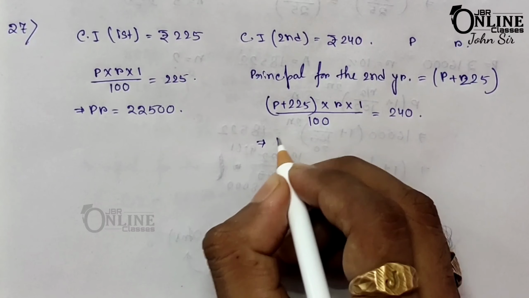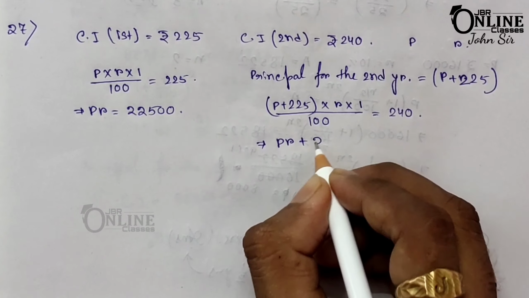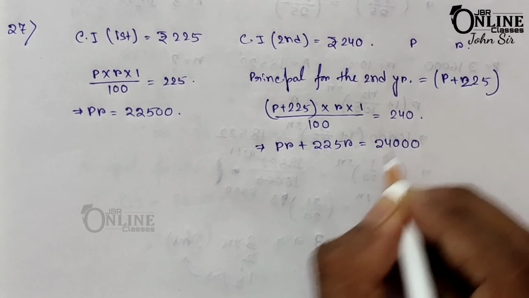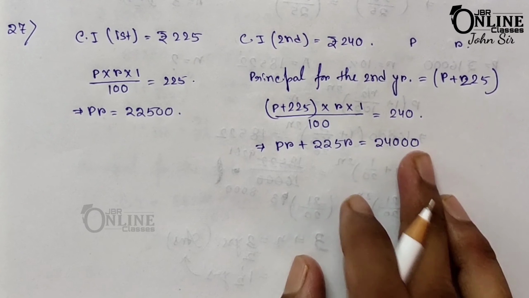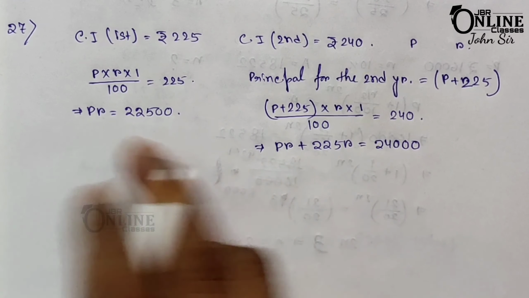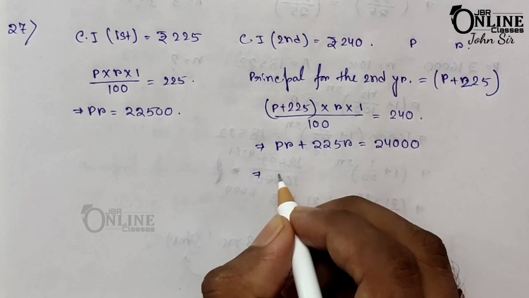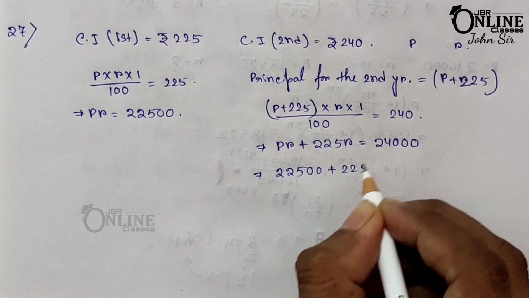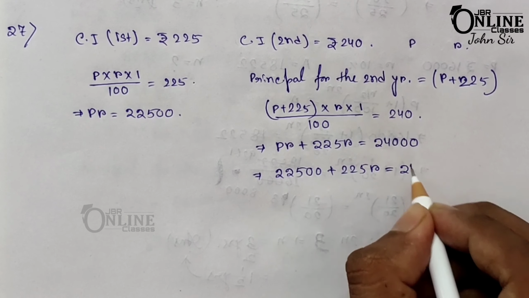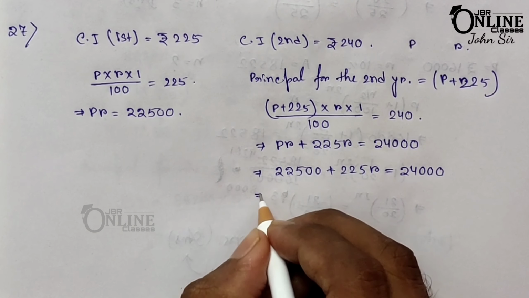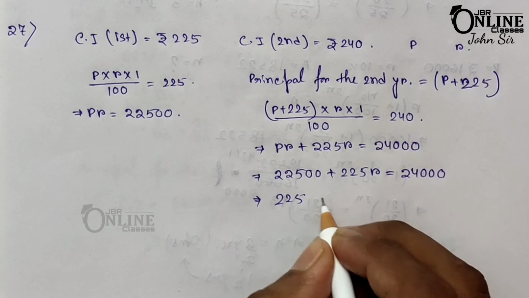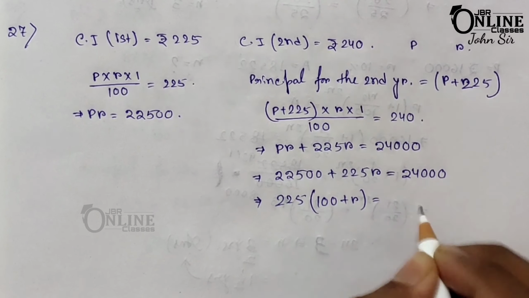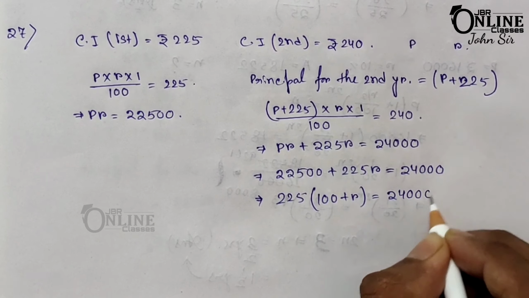Okay, so from that PR plus 225R equal to 24000. So now you can easily put down the value of PR here. So it will be now 22500 plus 225R, and that equal to 24000. So if 225 will be common, it becomes 100 plus R, and that equal to 24000.